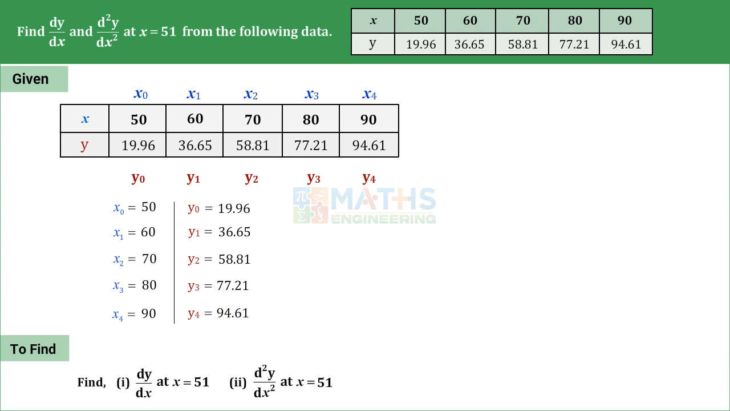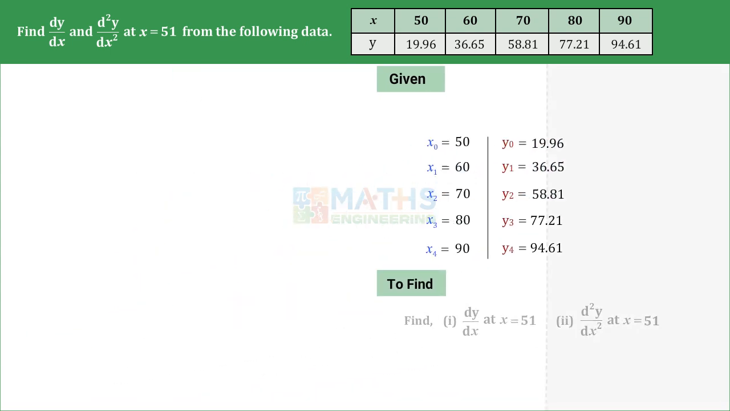Now we are going to find the derivative dy by dx and d square y by dx square at x is equal to 51. Look at the given values. X values are equally spaced. The difference between the x values are 10. For this, we are using either Newton's forward or backward interpolation formula of derivatives. As the given value x is equal to 51 is nearer to the first value x0, we are using Newton's forward interpolation formula for derivatives.